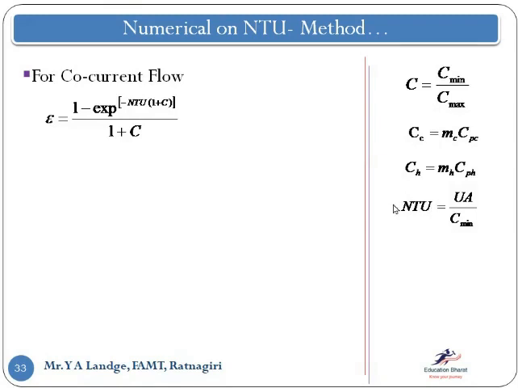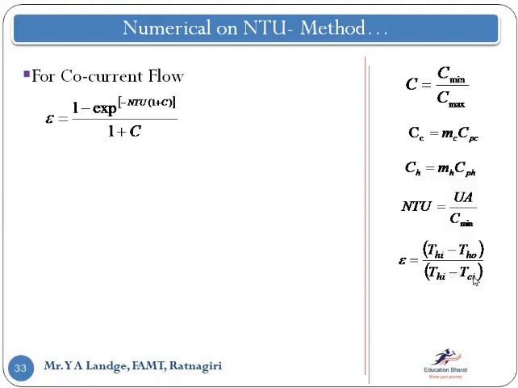If I know the NTU value and the capacity ratio, I just put them here and get epsilon, which is called the effectiveness. Now, as per the definition, effectiveness is equal to the actual heat transfer upon the maximum possibility of heat transfer. Say CH is the minimum. Let's consider the value of CH is the minimum. Then I can write THI minus THO upon THI minus TCO.